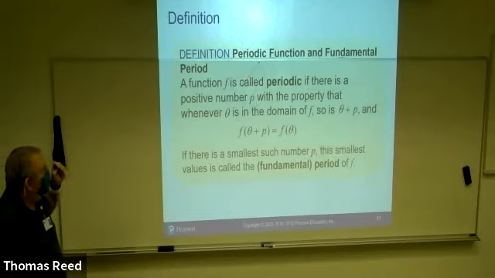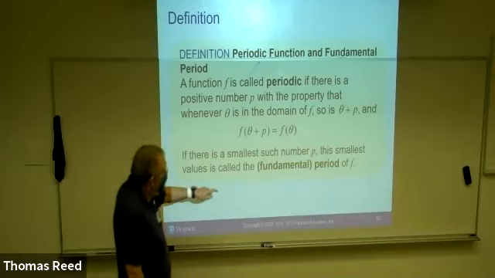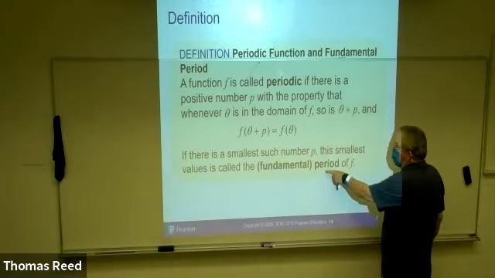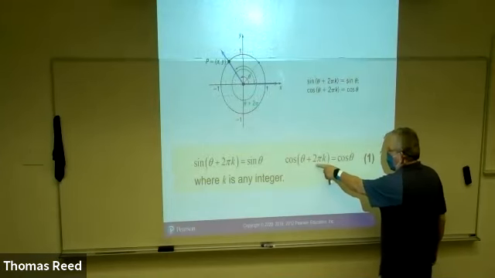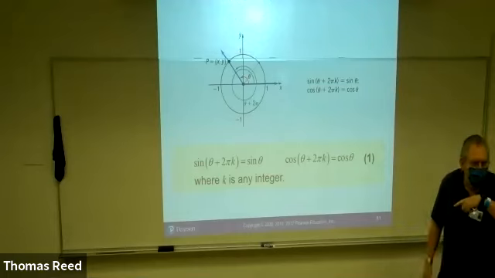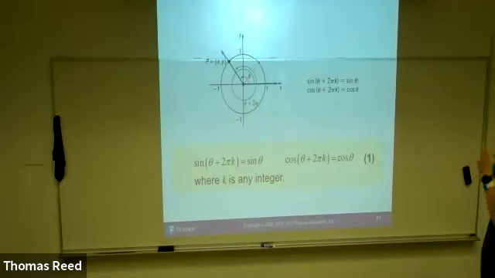Periodic function and fundamental period. A function f is called periodic if there is some positive number p with the property that whenever theta is in the domain of f, so is theta plus p, and f of theta plus p equals f of theta. If there is a smallest such number p, then that smallest value is called the fundamental period. So if we back up to this slide, the fundamental period here for cosine and sine is 2 pi. If you go 2 pi and then you go to that angle, no matter how many times you go around, you're still going to go to that angle.